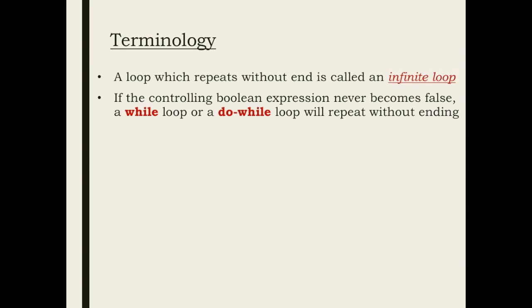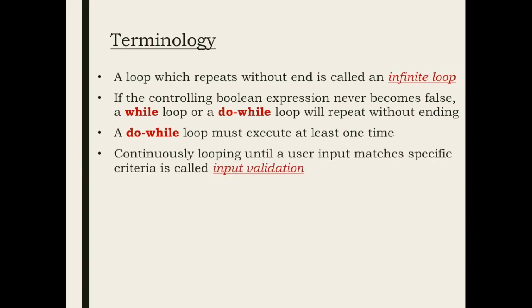Both the while loop and the do while loop that we looked at can repeat without ending. A do while loop must execute the body of the loop at least one time. Why? Because the Boolean expression is evaluated at the end, forcing the computer to go through the body at least one time. This is different from while loops, where it's possible that the body of the loop would never be executed.